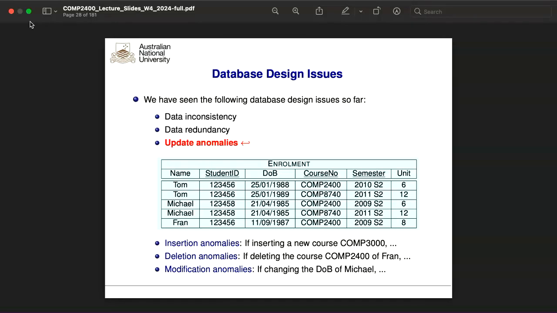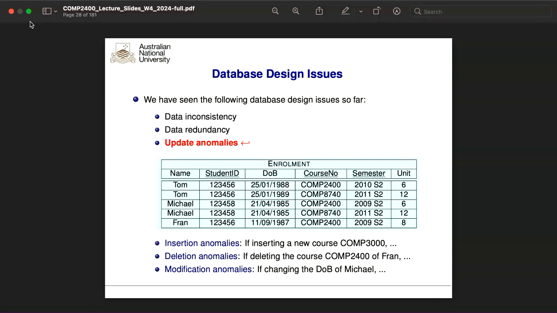And also, if we want to delete some information, for example, for Comp 2400, we want to delete the enrollment information of a particular student but keep the information about the course, we could also have a problem if that record is the only record that has that course information.